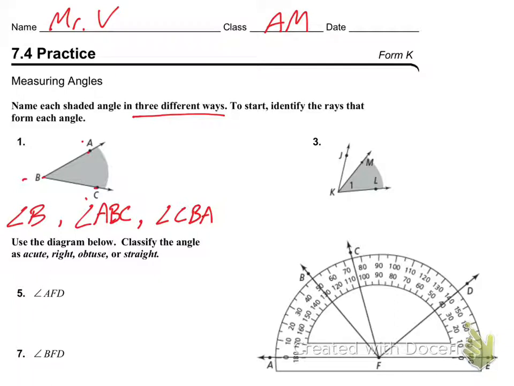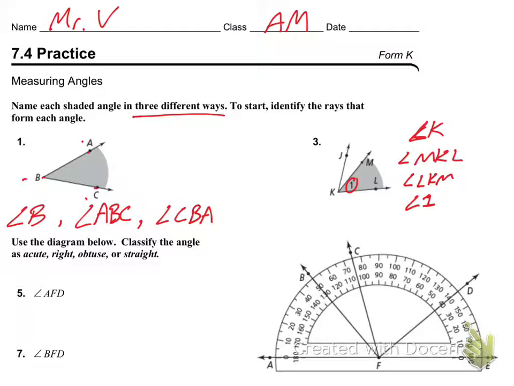If we go on to 3, the first way, same thing as before, I can do angle K. Then I can do MKL. Then I could do the reverse of that, which would just be angle LKM, but there's also a fourth way. Since there's this 1 right here, I can just name it angle 1.